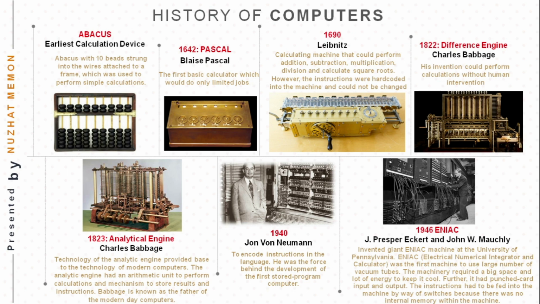Then further, it had the punch card. Basically, the punch card was invented by Herman Hollerith. It has an interesting story also: when he went into a bus and saw the bus conductor punching the tickets to indicate that a ticket is occupied, he got the concept of how this can be used for storing programs also. From that, the punch card came into use, and here it was used as input and output too. Then the instructions had to be fed into the machine by way of switches, because there was no internal memory within the machine. So ENIAC didn't have internal memory.